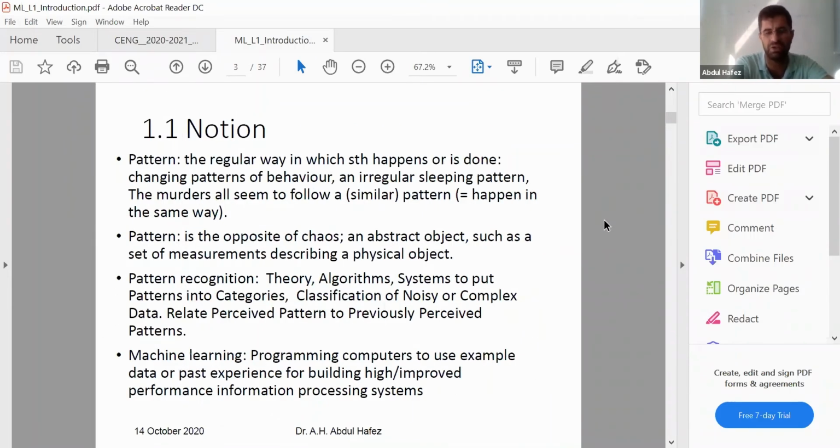Okay, now I also will introduce pattern. What is a pattern? A pattern is a regular way in which something is done or something has happened. For example, I will try to write something on the board, but no, we did not get a pen. Okay, let's imagine pattern in this way.